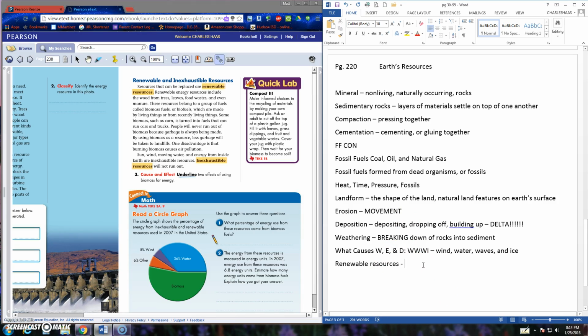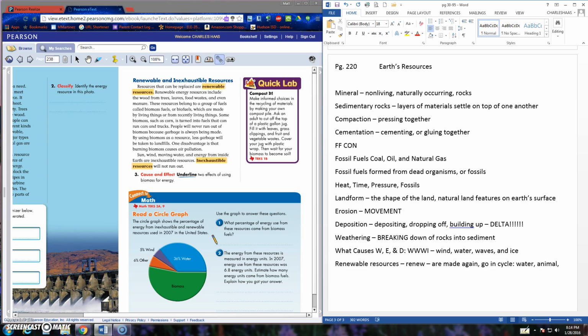Renewable resources, they renew. That means they are made again. That's what that re means. They're made again. These things go in cycles. If you're a renewable resource, you know you are if you go in a cycle. So what goes in cycles? Well, I'm glad you asked. It's water.